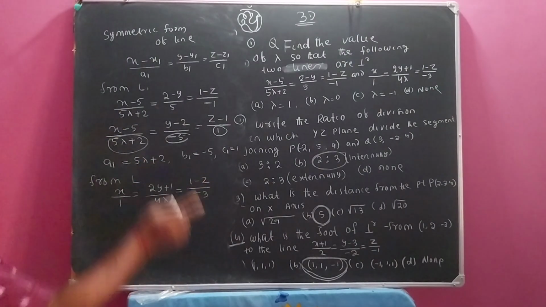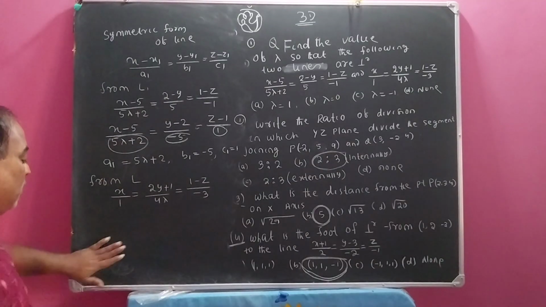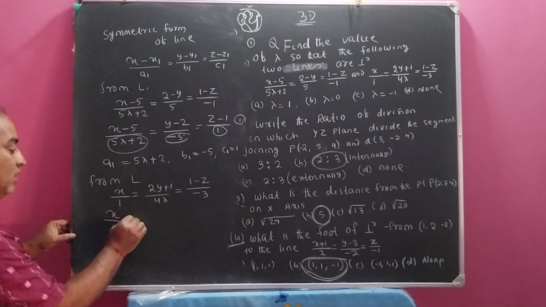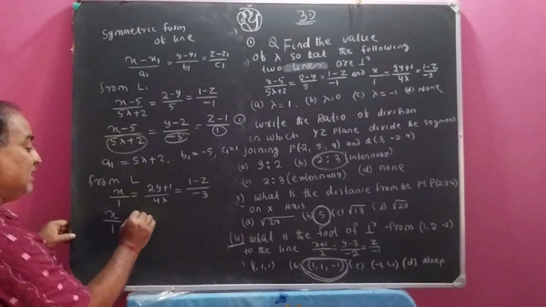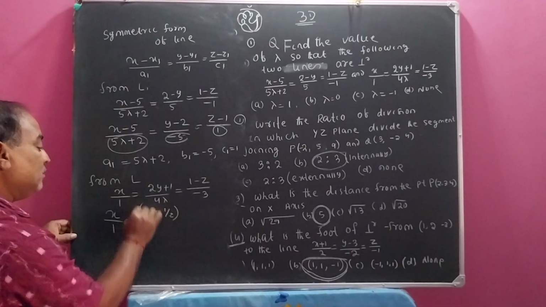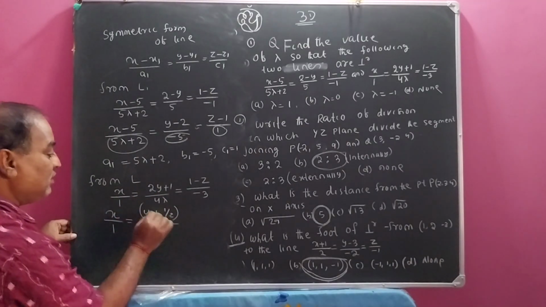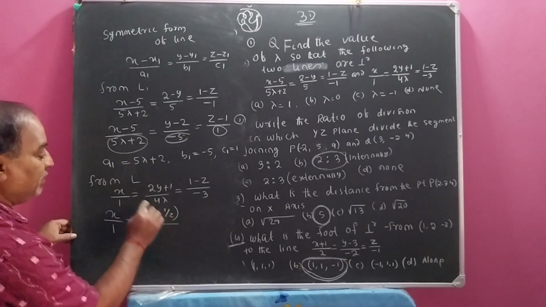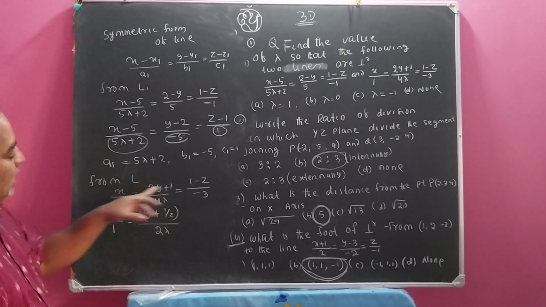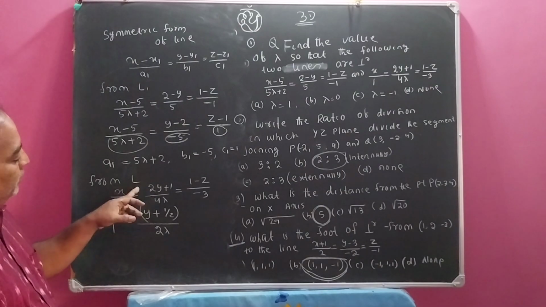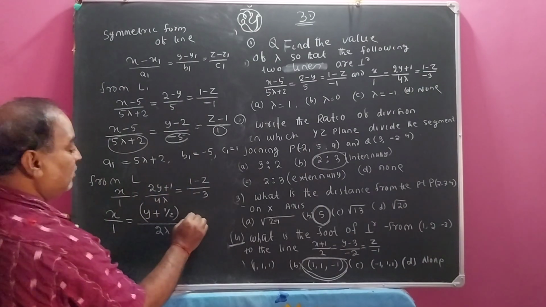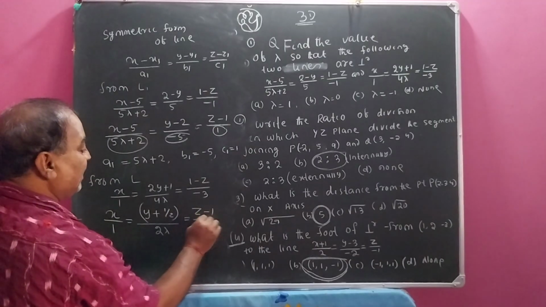So this is not in symmetrical form. How can you convert this into symmetrical form? X by 1. Here taking 2 common, (y plus 1) by 2, and that 2 will be divided here, so we get 2 lambda. 2 taking common, 2 into 4, 2 lambda. Here taking minus common, (z minus 1) by 3.